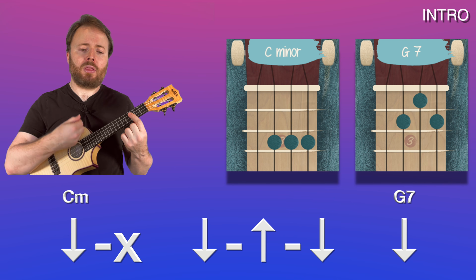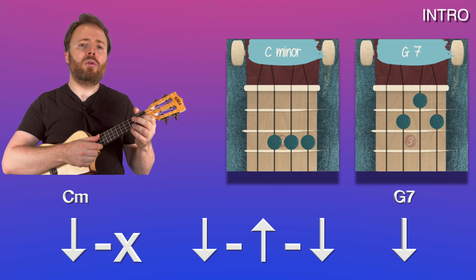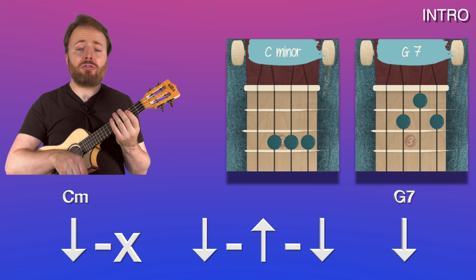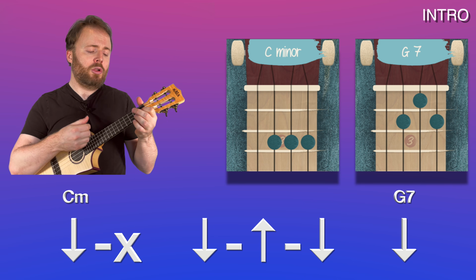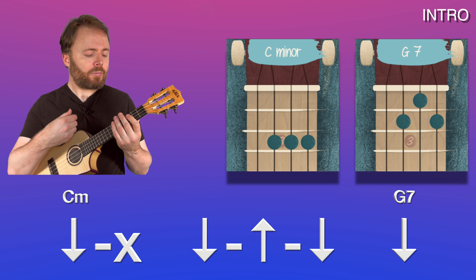So that pattern is down, scrape, down, up, down, down. Alternating that pattern between C minor and G7 a bunch of times is, firstly, good practice, and secondly, you've got your intro, which should sound like this.